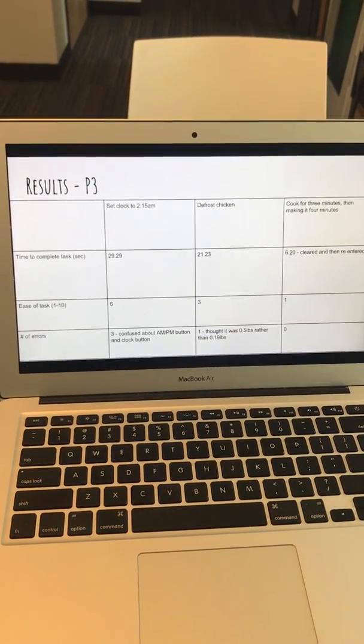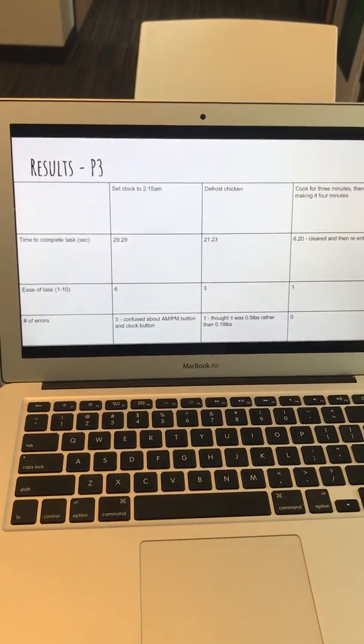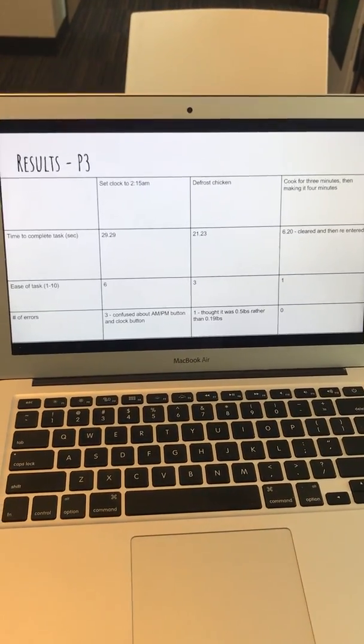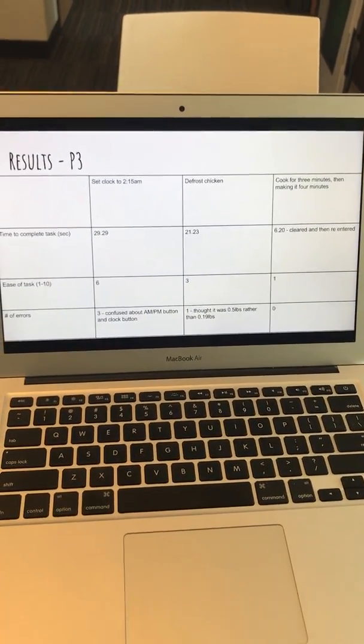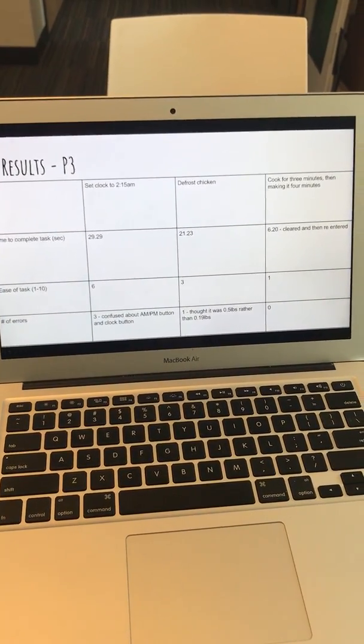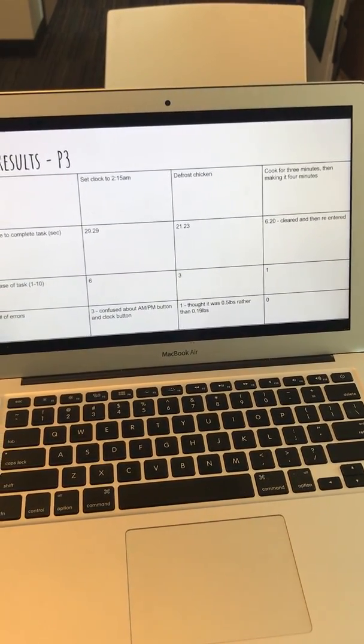And then lastly, we noticed that when she was setting the clock to 2:15 a.m., she struggled with differentiating between the clock button and the AM PM button and trying to work around that. And then we also noticed that she used the 3-minute shortcut button, but when we told her to make it 4 minutes, she restarted and pushed 4 rather than adding the two 30-second intervals.